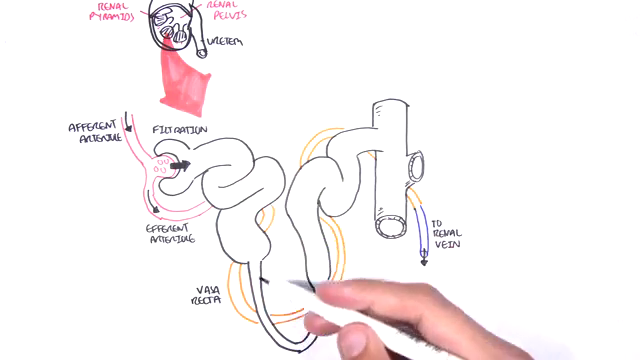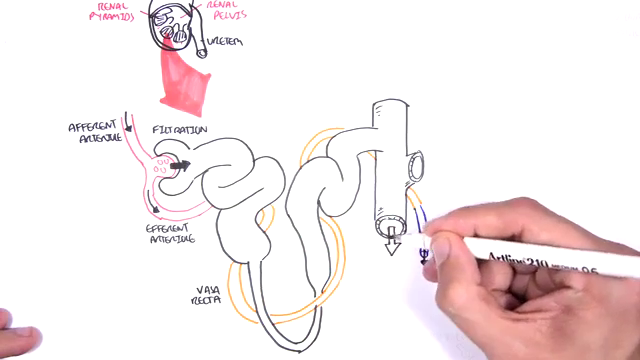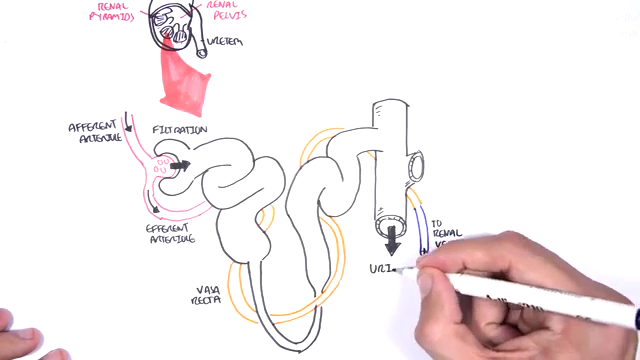The filtrate, which is inside the nephron, is what we pee out. It's our urine output.